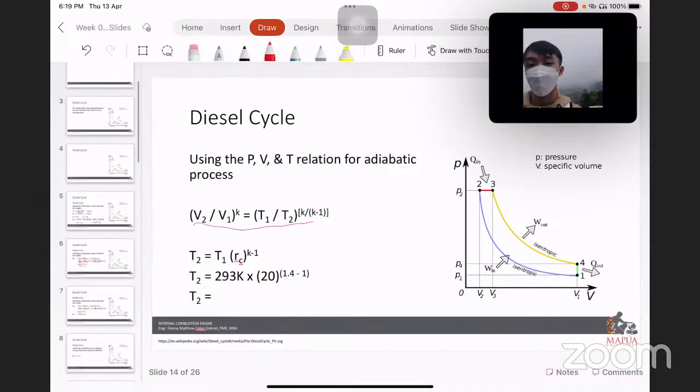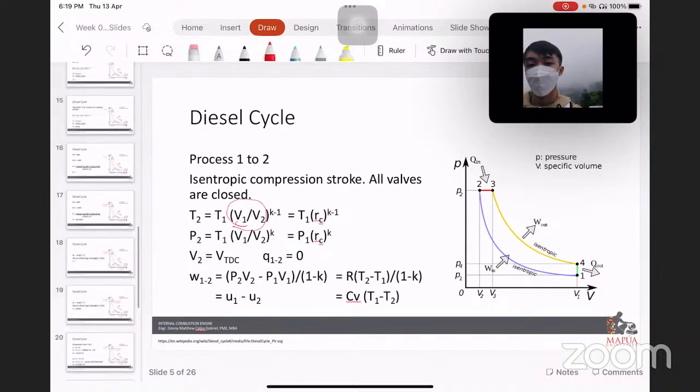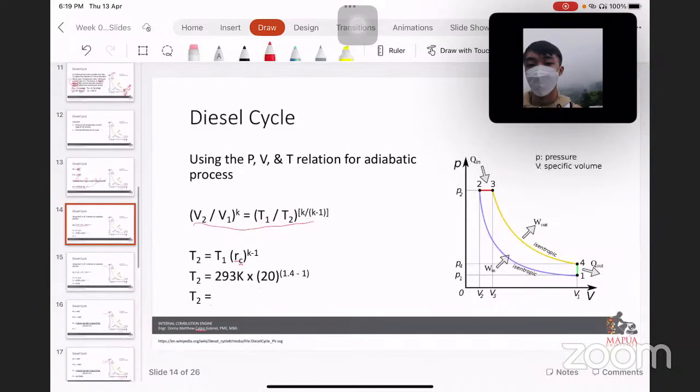Parehas din siya sa auto cycle. Itong formula na to, pagka inikot-ikot natin siya, pabalik tayo sa formula na ito, makukuha natin ito. So simple lang, no? Ito compression ratio given sa atin kanina, 20:1. Ito, K natin is yung CV over CP natin. So we will get T2 is equal to 970. Oh, go. Meron ka ng T2.